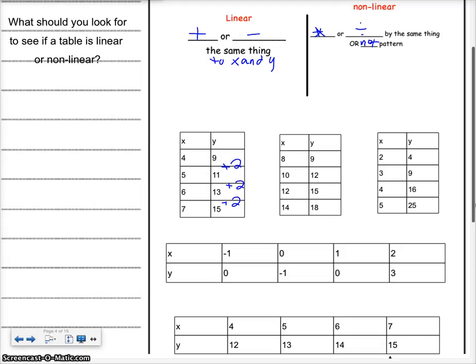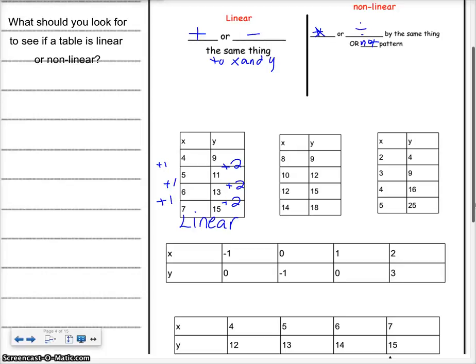What did I do to 4 to get to 5? Add 1. What did I do to 5 to get to 6? That's one. 6 to 7? That's one. So I'm adding or subtracting the same thing to the x and y. It doesn't have to be the same number as long as the x is always the same thing and the y is always the same thing. This is linear. And if you were to graph those on a coordinate plane and connect the dots, it would look like a straight line.